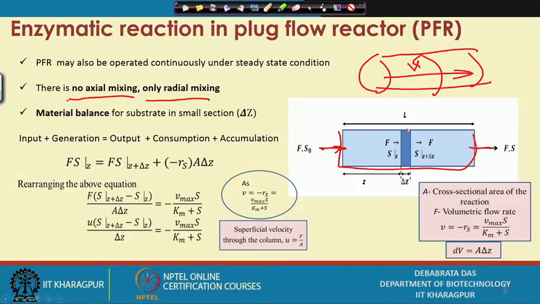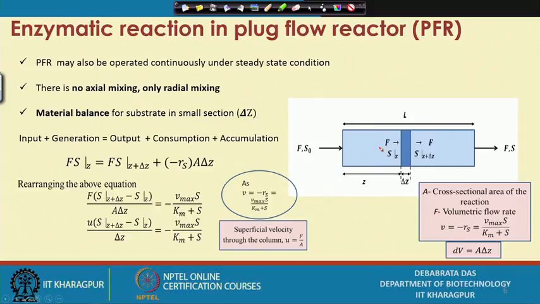We take a differential segment. This is the differential segment, where F is the flow rate in, and F is the flow rate out. The substrate concentration here is SZ, and here it is SZ plus del Z. Del Z is the width of the particular differential unit.